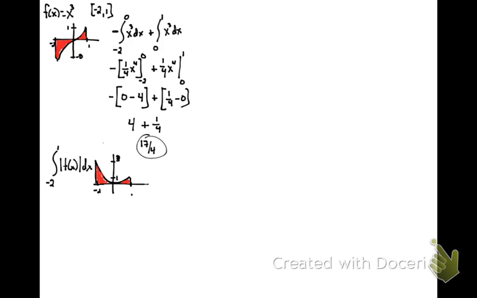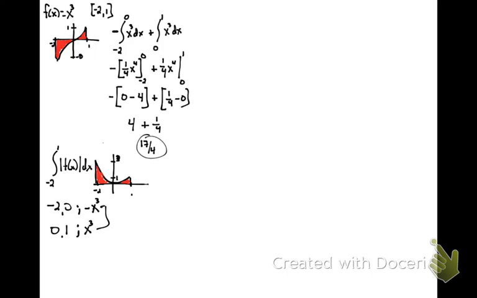Well, I still have to recognize that there are two pieces to this. So on the interval from -2 to 0, the function would be negative x cubed. And on the interval from 0 to 1, the function would be positive x cubed. These would be the pieces inside the absolute value.